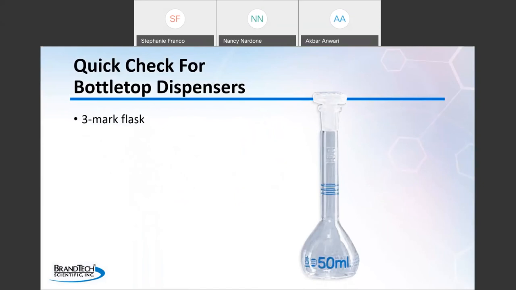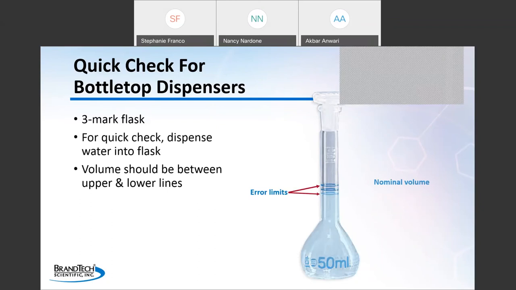Another tool for a quick check of liquid handling instruments is the 3-mark flasks. These flasks from Brand can be used as a quick check, as I said, with bottletop dispensers. They're a Class A measuring flask with a mark in the middle at the nominal volume and upper and lower marks, which indicate the error limits. So to do a quick check with your dispenser, you simply dispense the nominal volume of distilled or deionized water into the flask. The meniscus should fall within the upper and lower marks.